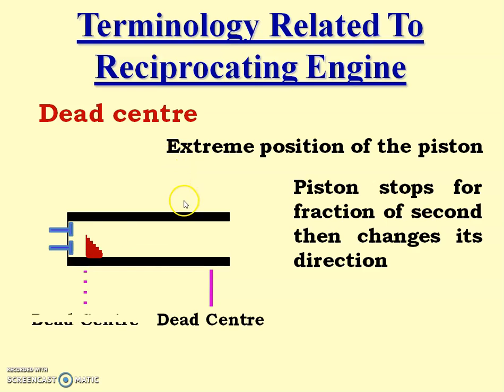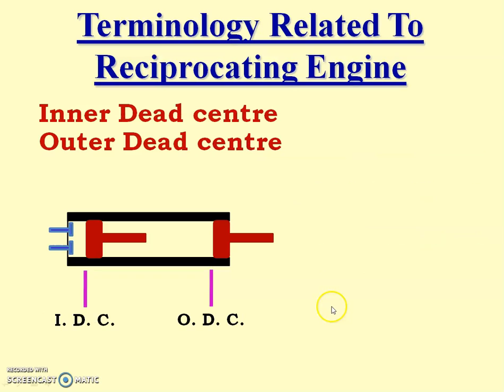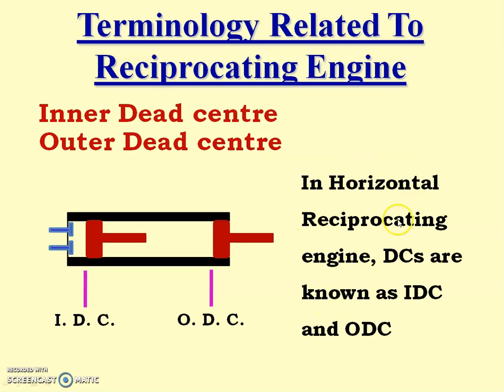So dead center is nothing but the extreme position of a piston in a cylinder. This is the extreme position, and that is known as the dead center. And here is another extreme position of piston, that is again the dead center. In a horizontal reciprocating engine, dead centers are known as IDC and ODC, that is inner dead center and outer dead center. The dead center nearer to the cylinder head is known as the inner dead center, that is IDC, and opposite to that it is known as the outer dead center, ODC.